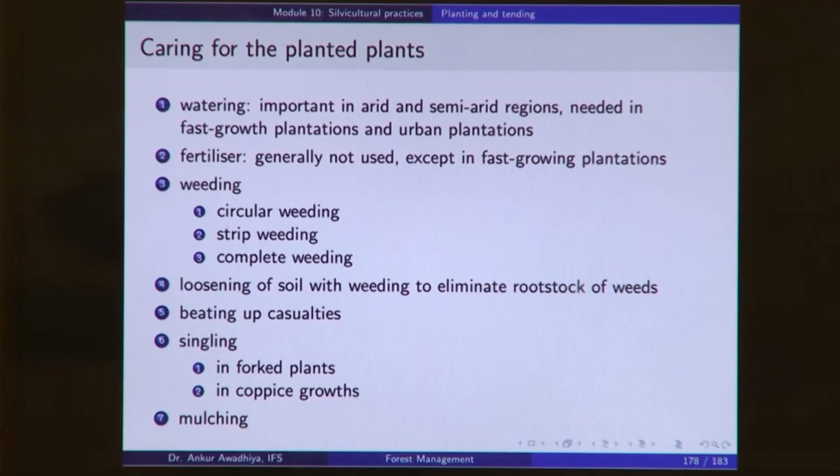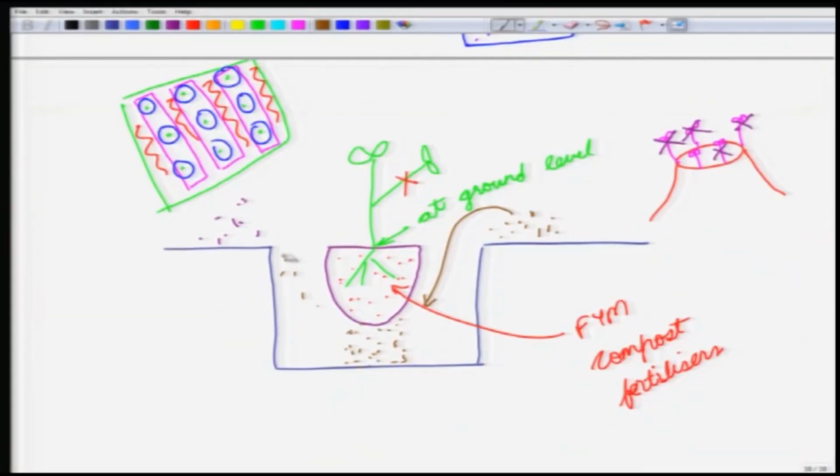A mulching operation may also be needed in certain cases. Now, what is mulching? Mulching is the process in which once you have, so in this case you have filled up this pit. Now, your plant is ready. Now, what you do is you add a mulch on the top. Now, a mulch may comprise of any organic matter or even inorganic matter, that is put on the site so as to conserve moisture.